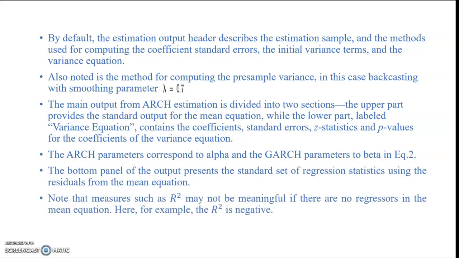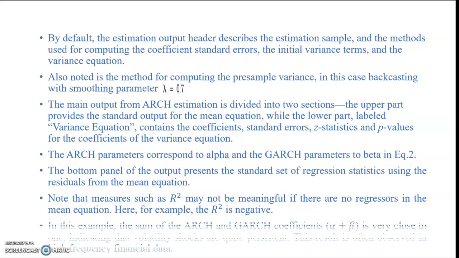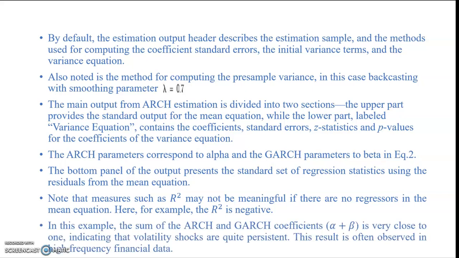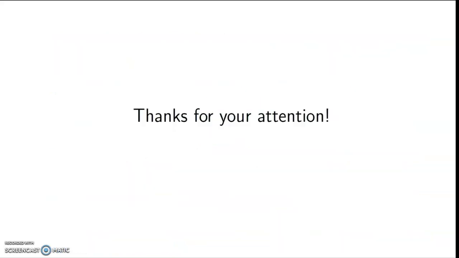The bottom panel of the output represents the standard set of regression statistics using the residuals from the mean equation. You may note that measures such as R squared may not be meaningful if there are no regressors in the mean equation. So here, for example, the R squared is negative, which is not meaningful, because here we didn't use any regressor. There was only a constant. In this example, the sum of the ARCH and the GARCH coefficients, that is alpha and beta, is very close to unity, which indicates that volatility shocks are quite persistent. This result is often observed in high frequency financial data.